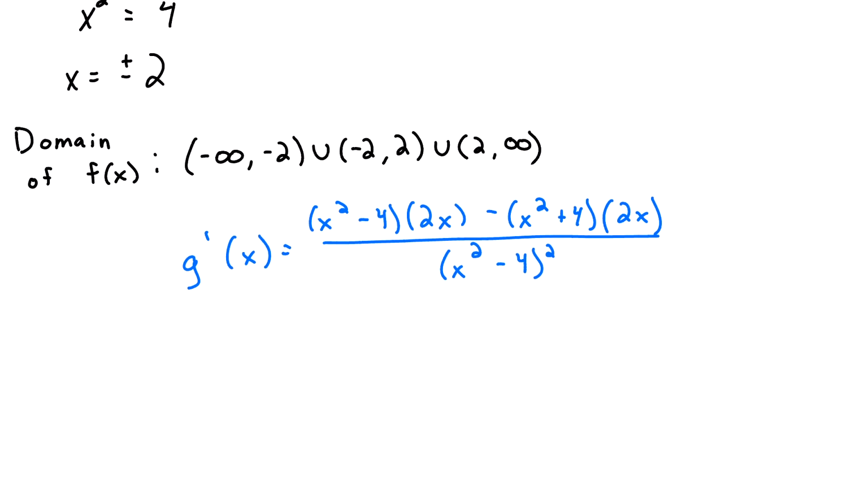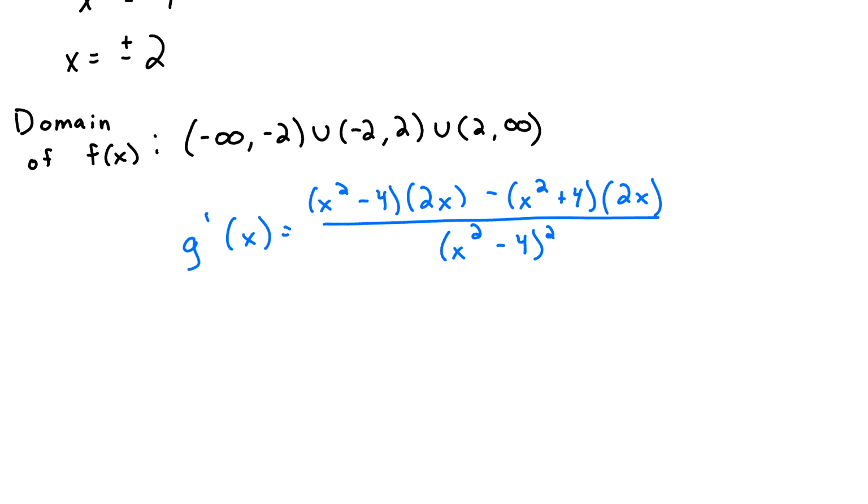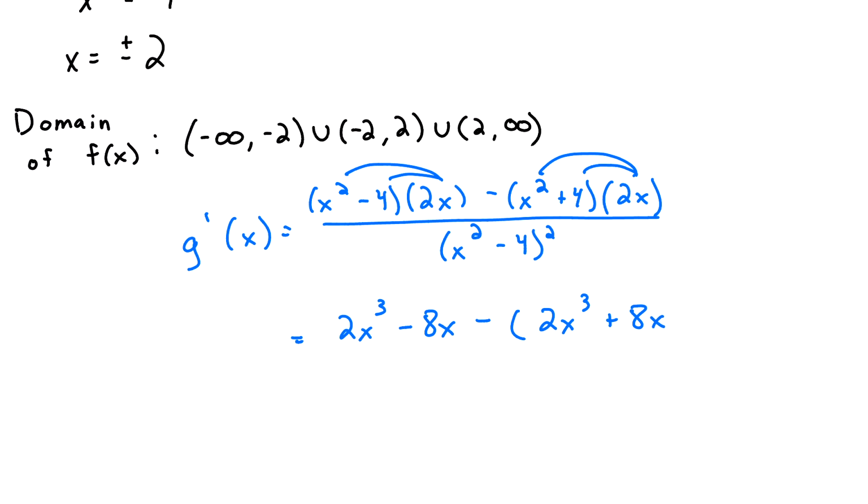So here's my derivative. I'm going to simplify this before I do anything with it. Here I would take 2x and distribute that. I'll have 2x to the third power minus 8x minus, over here, be careful with these parentheses. I'm going to distribute the 2x first, so that'll be 2x cubed plus 8x. The denominator we don't need to simplify, so we'll leave that as x squared minus 4 quantity squared.